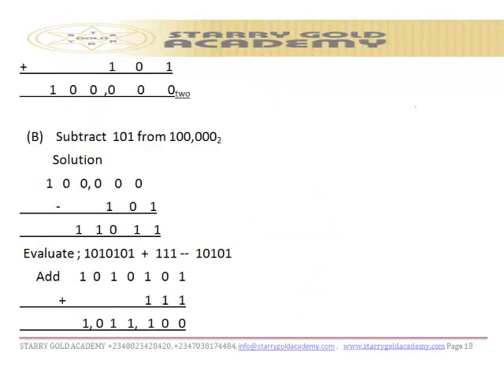Next example, subtract 101 from 10000 in base 2. So you are going to do 10000 minus 101. Now I told you before, I said that if you have 0 minus 1, you borrow 1. If you have 0 minus 1, you borrow 1.